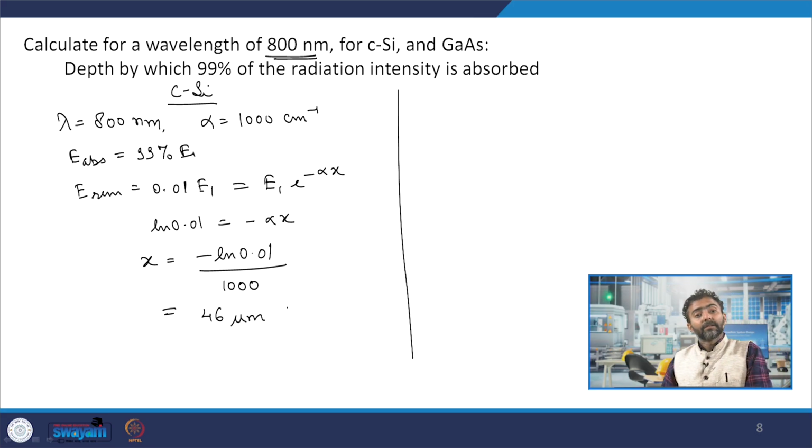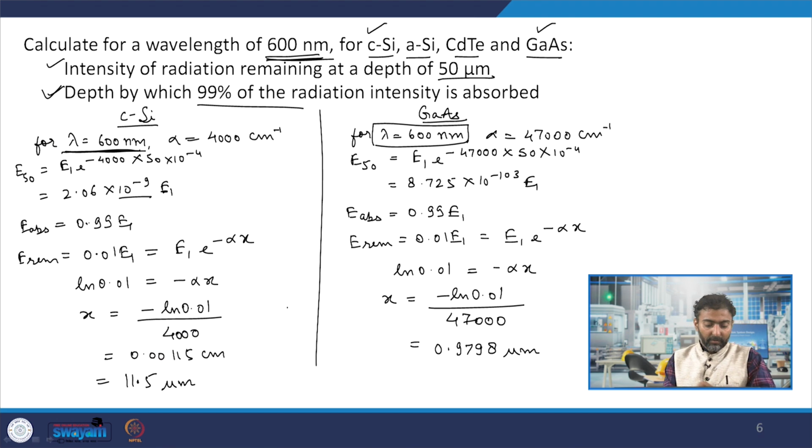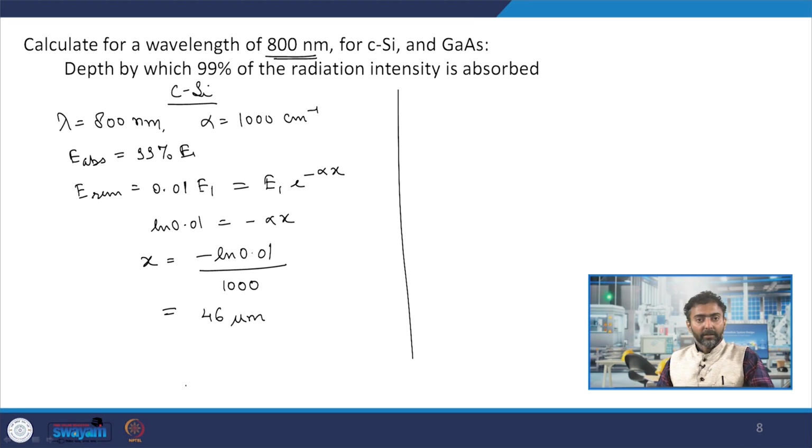Whereas for absorbing 99% of the 600 nanometer wavelength, only 11.5 micrometer length or depth was needed. So, as we saw here, for 600 nanometer in crystalline silicon, only 11.5 micrometer depth was needed. On the other hand, for 800 nanometer wavelength, the depth needed is 46 micrometer.